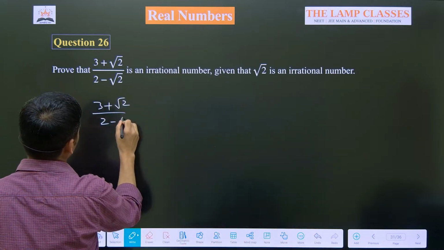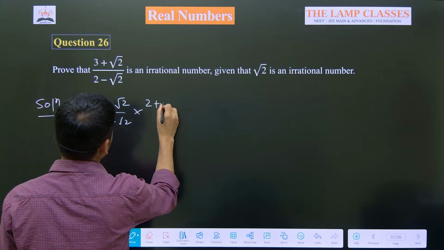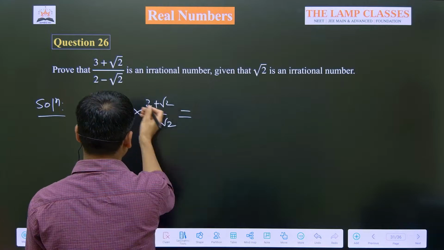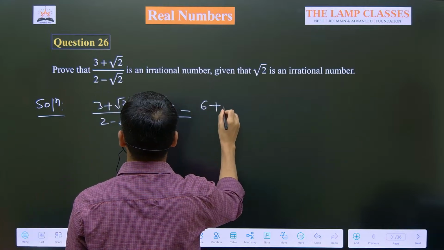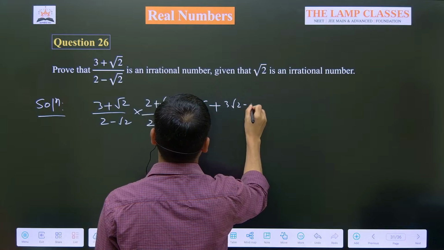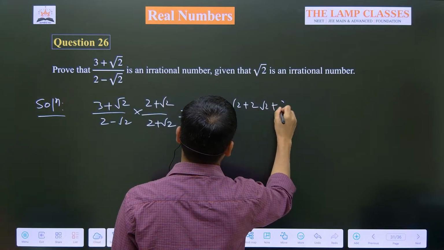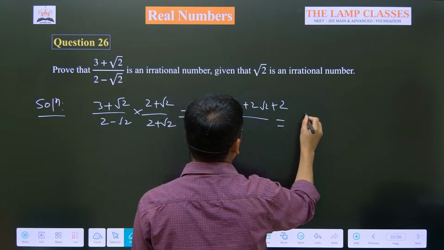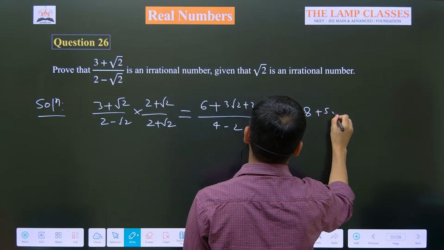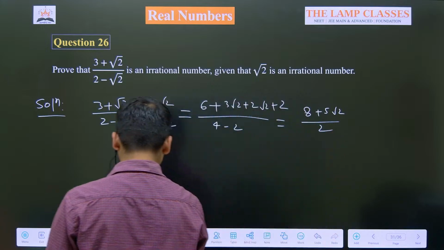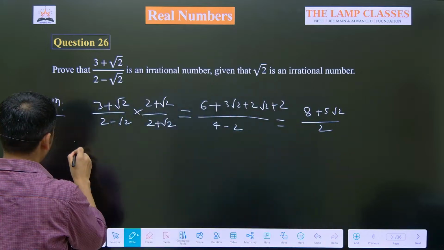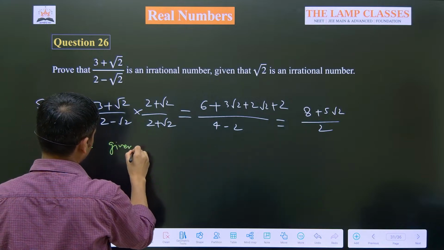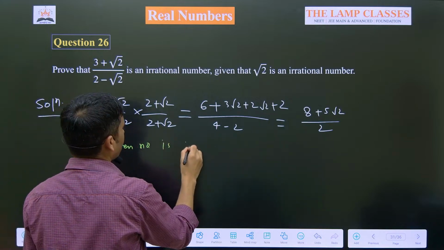2 minus root 2. So if I rationalize, it's 2 plus root 2 upon 2 plus root 2, which is 6 plus 3 root 2 plus 2 root 2 plus 2 upon 4 minus 2. Combine the like terms: 8 plus 5 root 2 upon 2. And now we can name, let given number is rational.